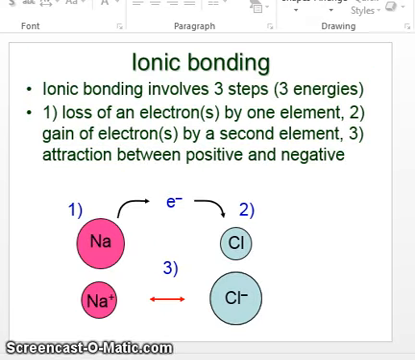Alright, in this little slide we can see that ionic bonds are formed in 3 steps. What I would like to do is show you those 3 steps with me drawing them on the smartboard. So hold on one second and I will be right back.